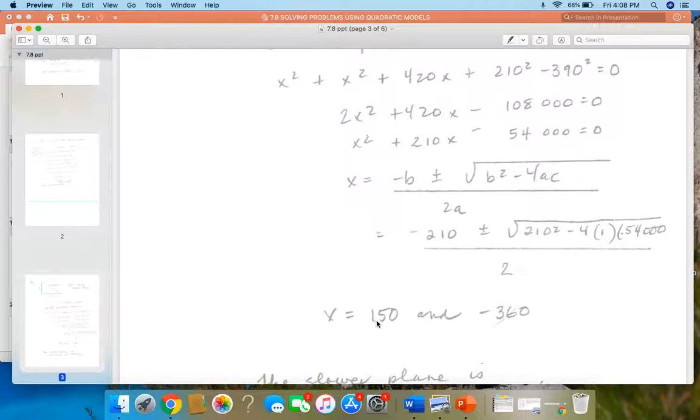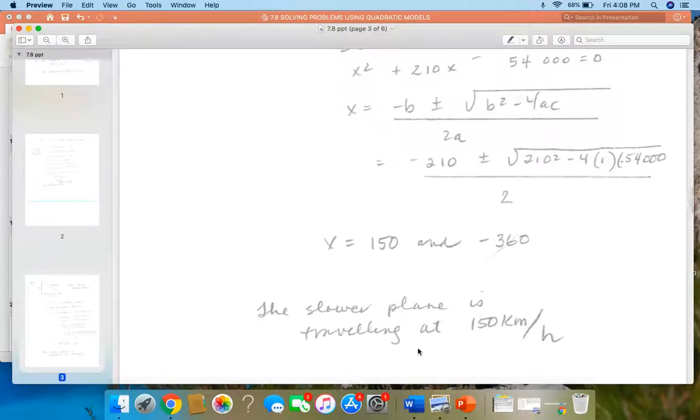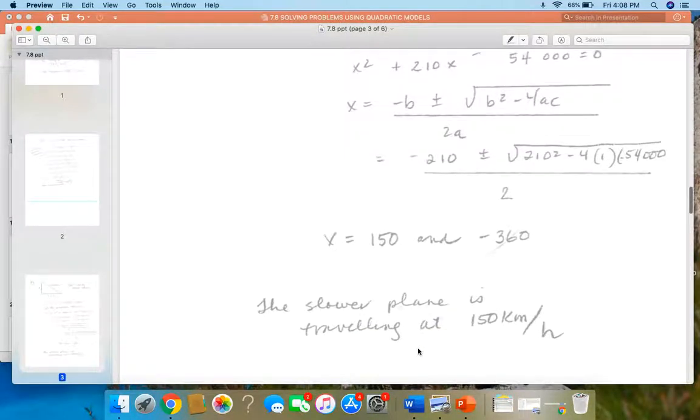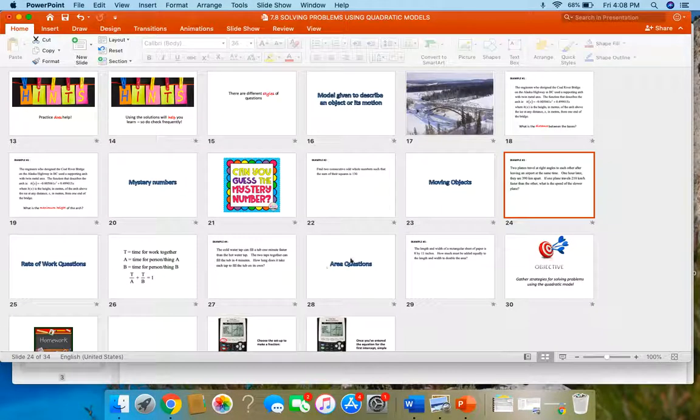So the answers turn out to be 150 and negative 360. Now this is a plane, and it's moving in the air, so we can't have a negative number. So our answer is the slower plane is traveling at 150. Of course, you could figure out the faster one, but they don't ask for it. So 210 plus 150, 360. But again, they're not asking us. Okay, let's go back. That is what I've called moving objects.